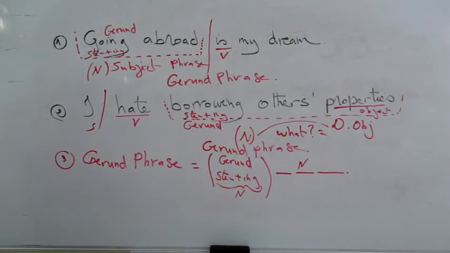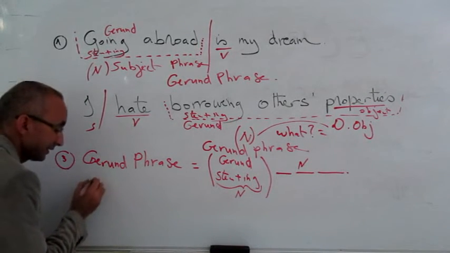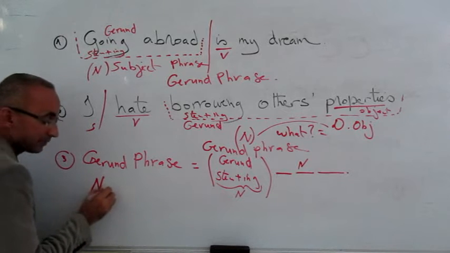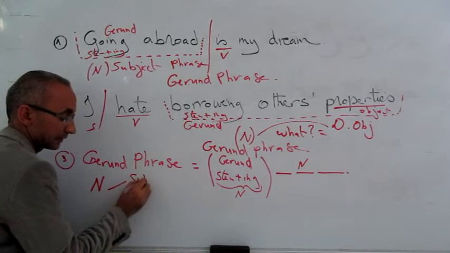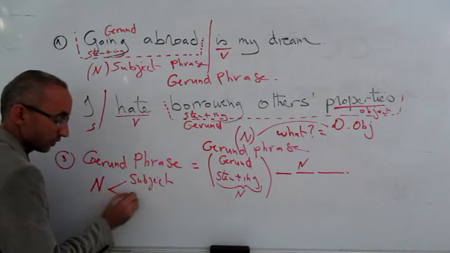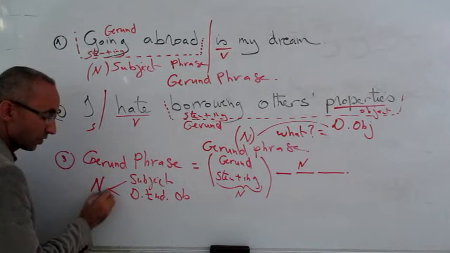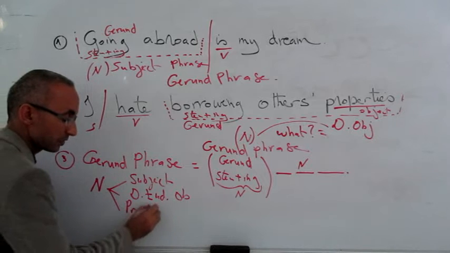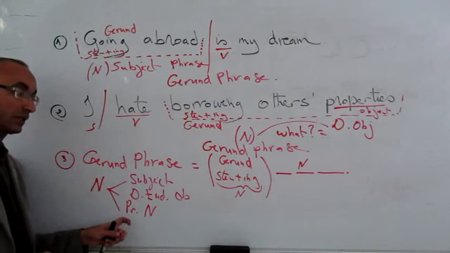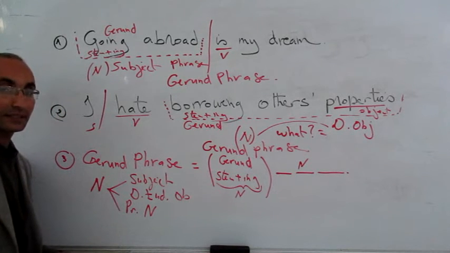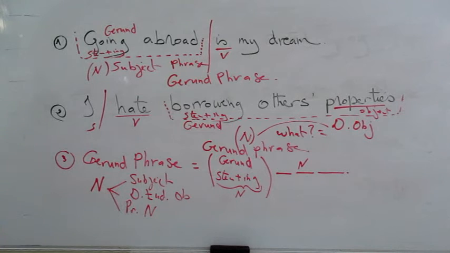Just as a remark about this type of phrase, we said it acts as a noun, and it can be either subject, or direct or indirect object, or even predicate nominative. It depends on its position in the sentence. Good.